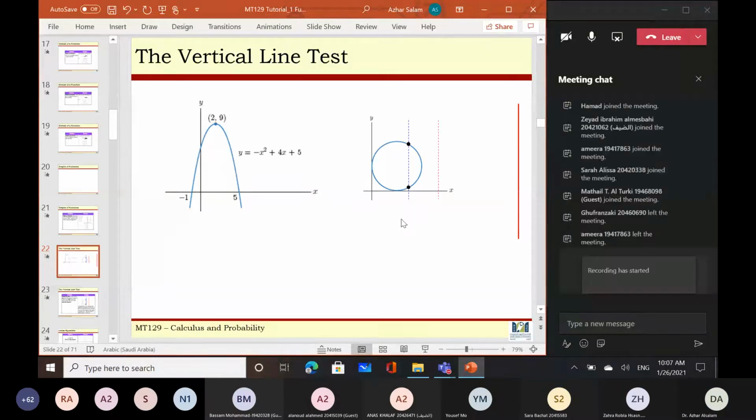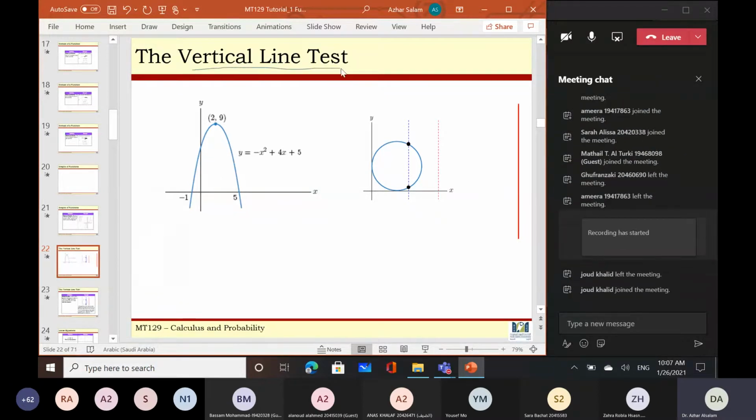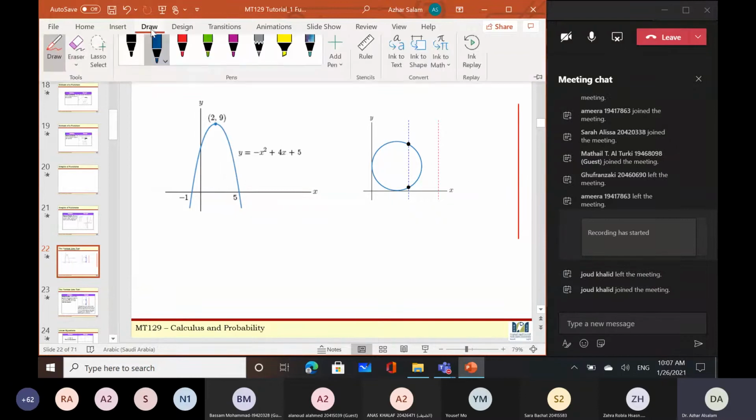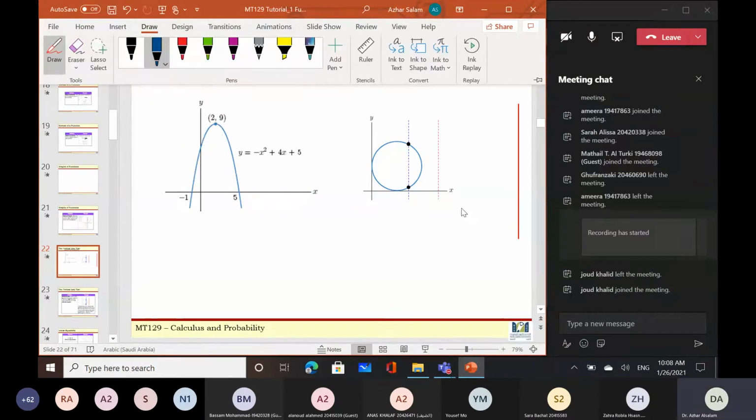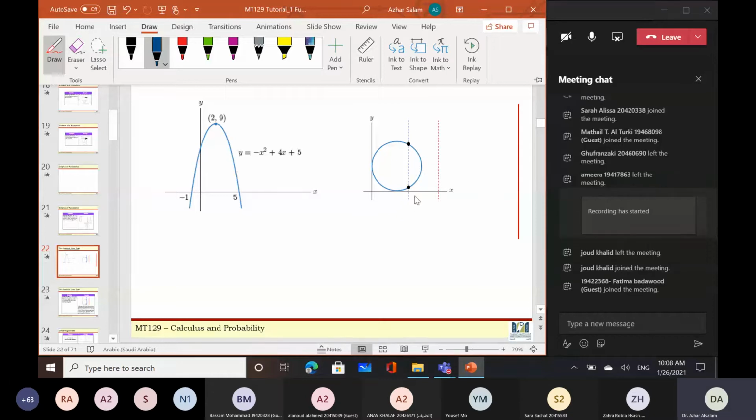Okay. How do we know whether a given graph actually is a function or not? There is a test, and we call it the vertical line test. A vertical line test. It's actually like that.